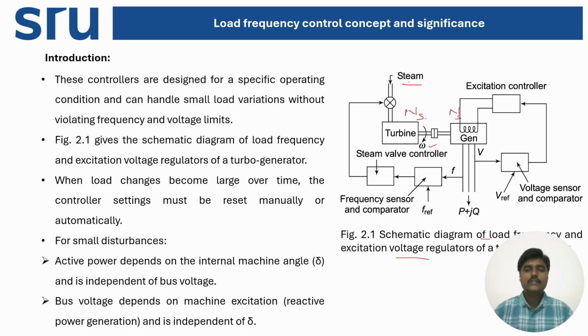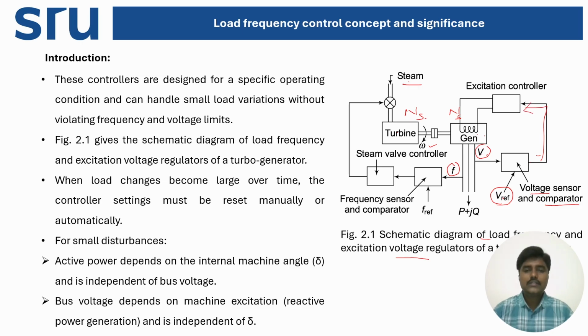Then accordingly, the generator also rotates at the same synchronous speed and it will generate a constant voltage at a constant frequency. So here, this voltage is continuously monitored or sensed by using a voltage sensor. And then this voltage can be compared to the reference voltage which we want to maintain. That can be done by using a comparator. If there exists some difference between the actual voltage and reference voltage, then it will give a corresponding signal and that can be given to the excitation controller.